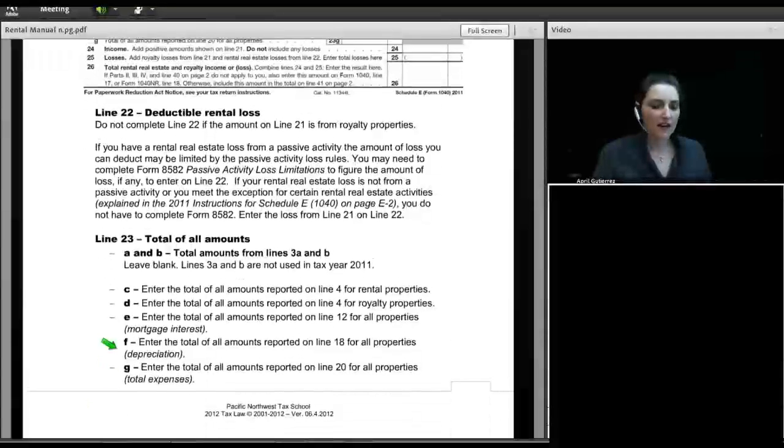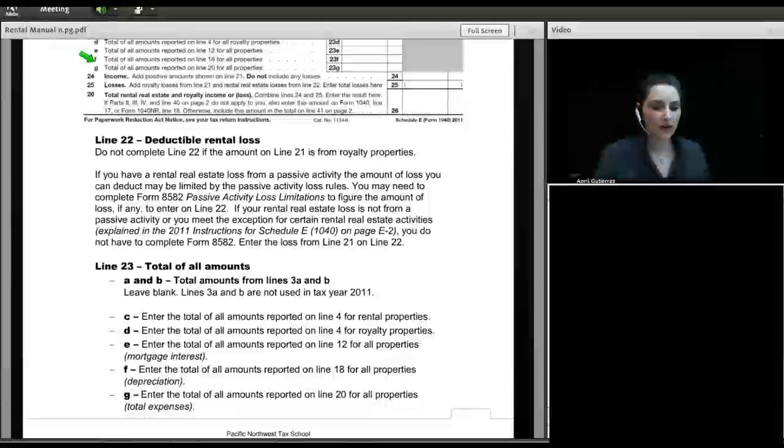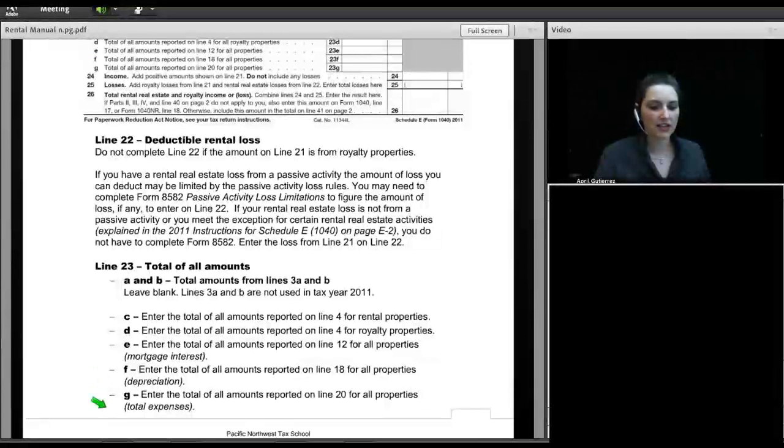Okay. Next one, we have line 23F, all amounts reported on line 18 for all properties. Well, what do you report on line 18? Depreciation. So they want all the total depreciation you're claiming for the year entered on line F. And finally, on line G, enter the total amounts reported on line 20 for all property. That is the total of all of your expenses.